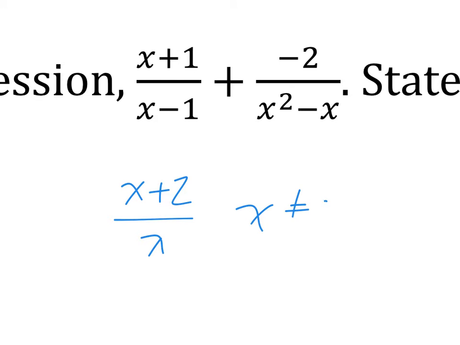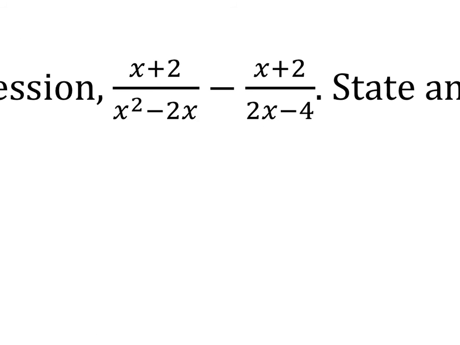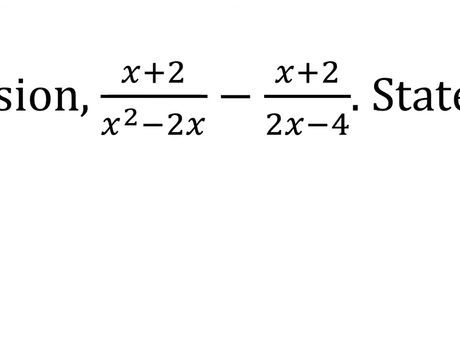X can equal 0 or 1. Okay, make sure you check the restriction before canceling. Okay, next one is pretty much the same, but there is a minus there, and we want to be careful when we have a minus something. All right, this one. What is the first step?